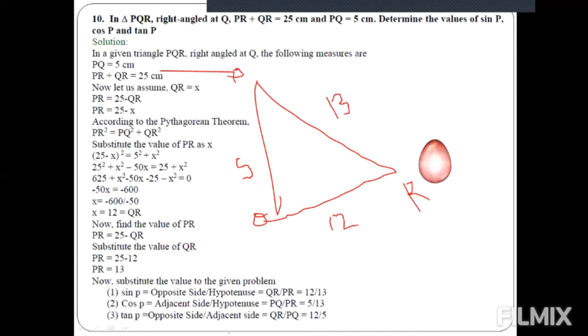And now we need to find sin P, cos P, tan P. So for P, this side. Sin is opposite by hypotenuse, so 12 by 13. Cos P, adjacent by hypotenuse, that is 5 by 13. Got it. And tan P is opposite by adjacent, that is 12 by 5, and we got the answer.